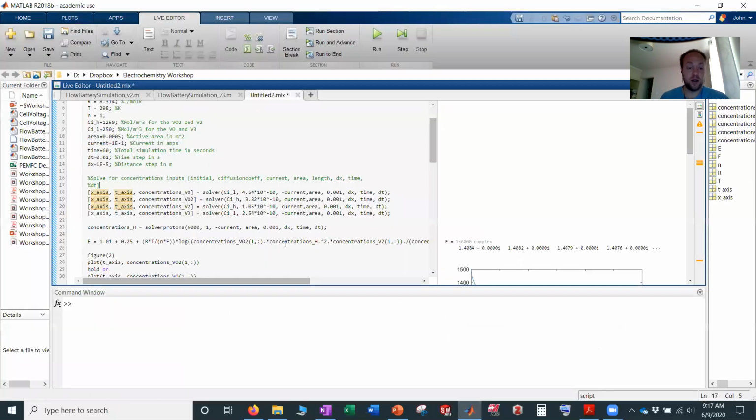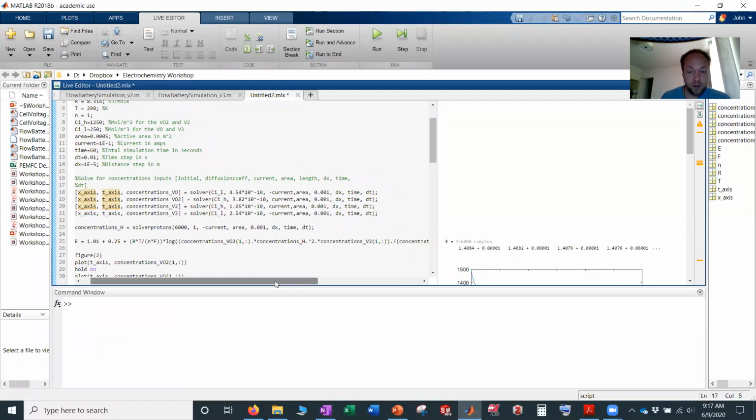So let's go back and look at our code. So you have VO2.